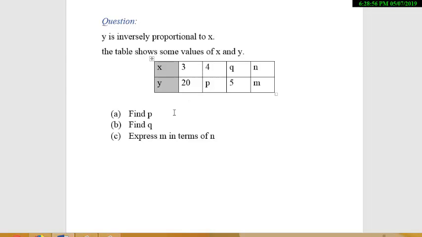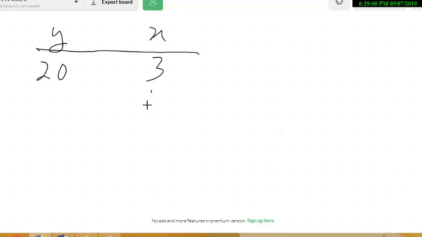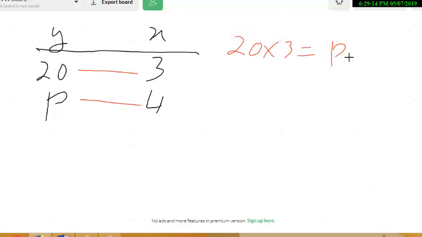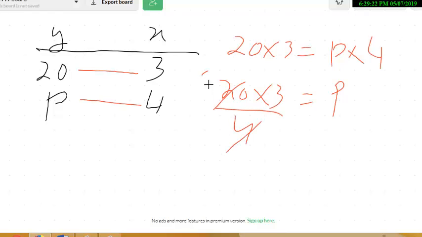In the second column, x is given but y is not given. In the third, x is not given, y is given. In the last one, both are not given. So I will use this first. X is 3 and y is 20. Now I will use the other column in which one thing is unknown. I will use this one first. Okay, so x is 4 and y is p.